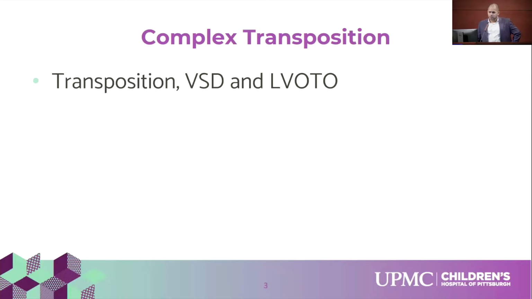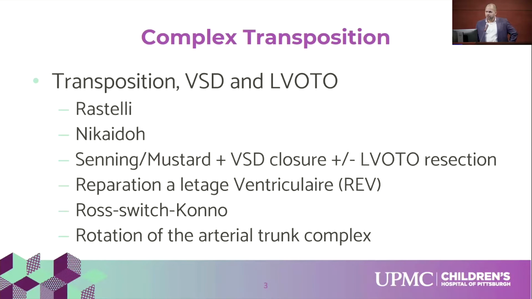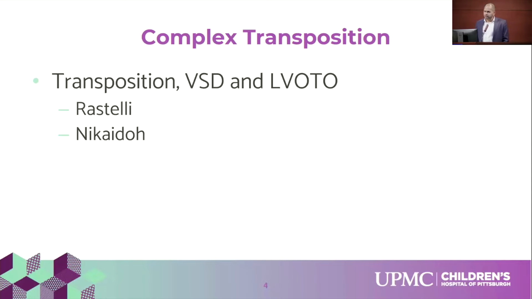What do we do for this? What is the buffet of procedures available? There are tons. The Rastelli and Nikaidoh, of course, and the Senning or Mustard with VSD closure is still a possibility. And a REV procedure, and the Lecompte, Kawashima, and rotation of the arterial trunk. Everybody and their neighbor have come up with modifications, and that is beyond the scope of this discussion. So for purposes of today, we'll focus on Rastelli and Nikaidoh, and I'll try to draw comparisons between these, and I'll let you judge which is a better procedure.